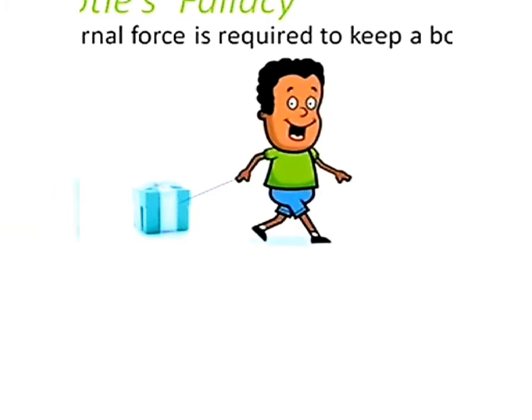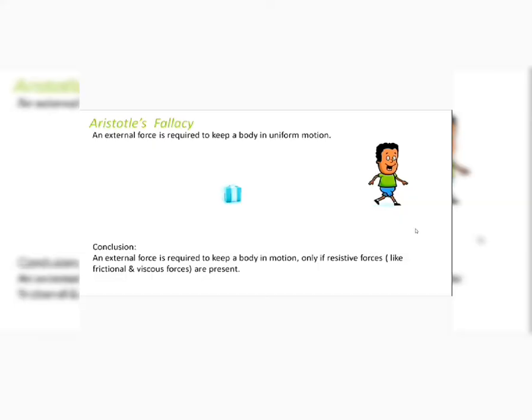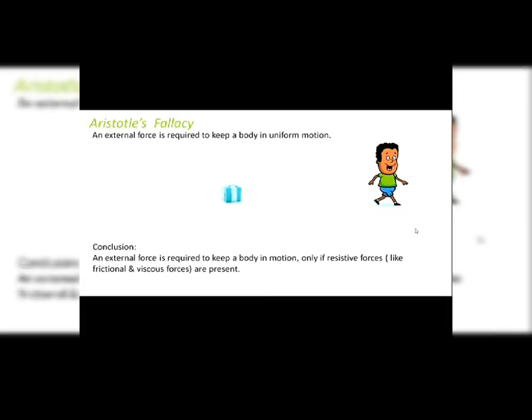So Aristotle's conclusion was that if you want an object to be in uniform motion, a force has to be applied on the body continuously. And as soon as the force is removed, the body will stop. That was Aristotle's idea. But the fallacy or the failure in Aristotle's principle lies in the fact that whatever he observed was correct. Like the example which I told, the observation was correct, but what he interpreted from that observation was not correct. Aristotle thought that an external force is required to keep the body in uniform motion.